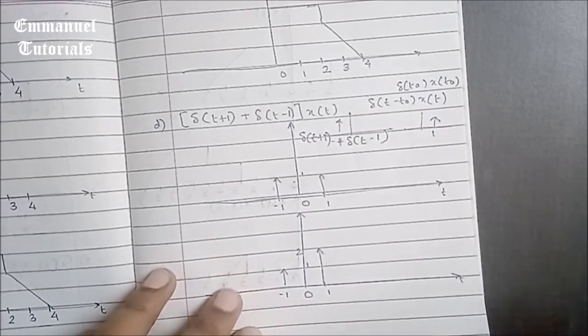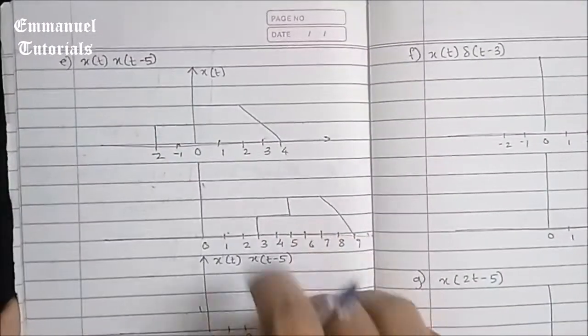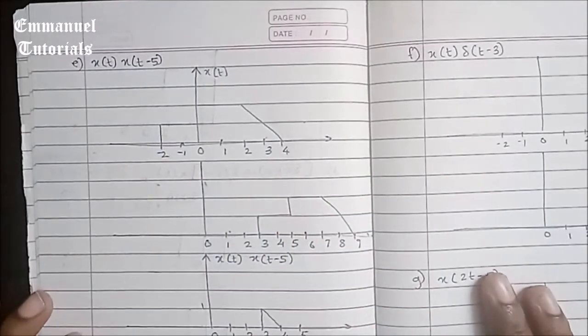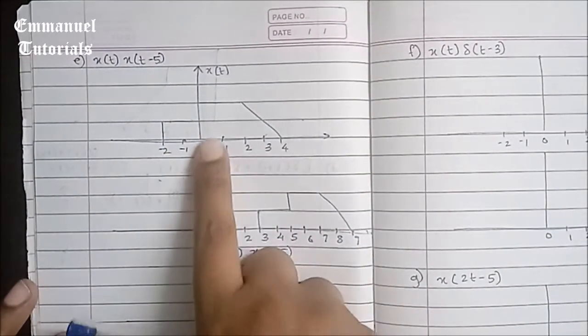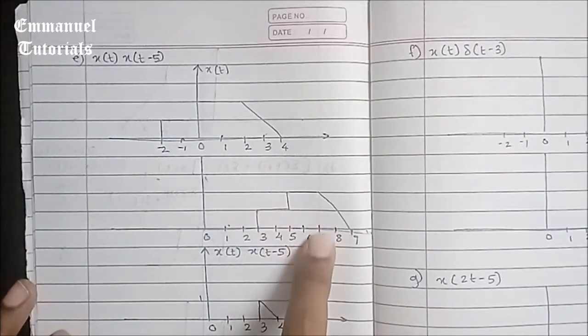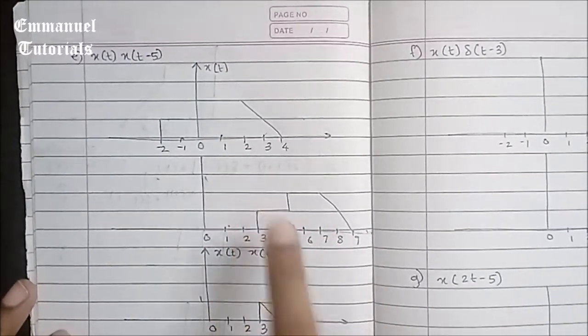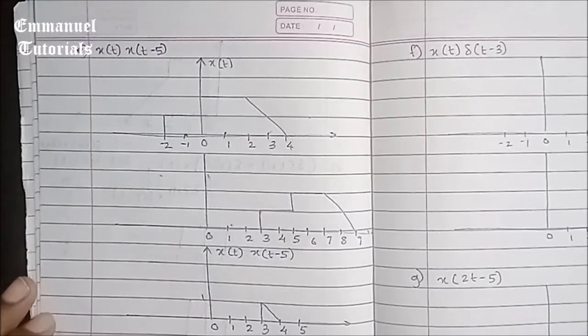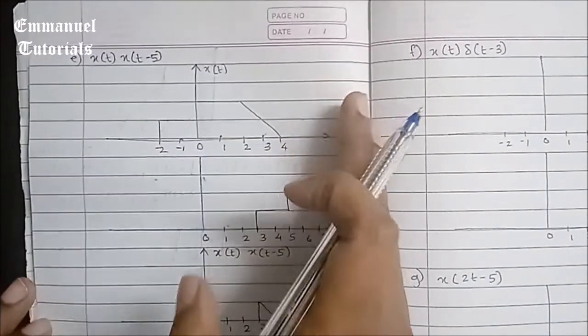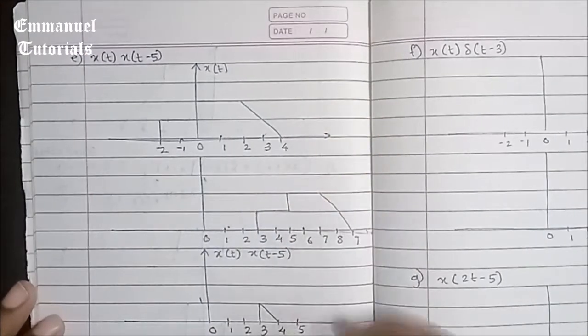Now next, we are going to see the E part. E is x of t into x of t minus 5. This is an example of multiplication. Here you have the original signal x of t. You have the next signal x of t minus 5. X of t minus 5, again time shifting. It is delay because it's a minus sign. So you're going to shift it to the right by 5.